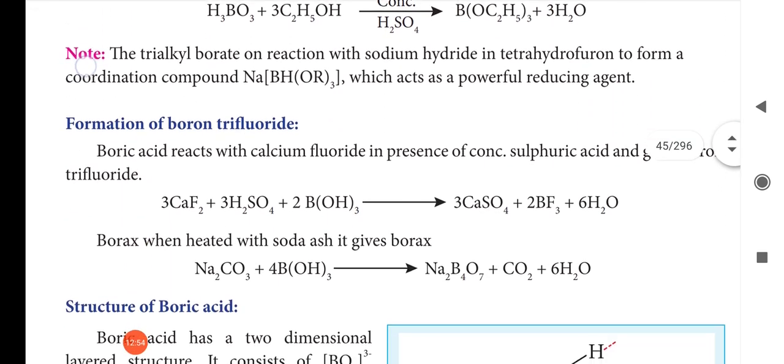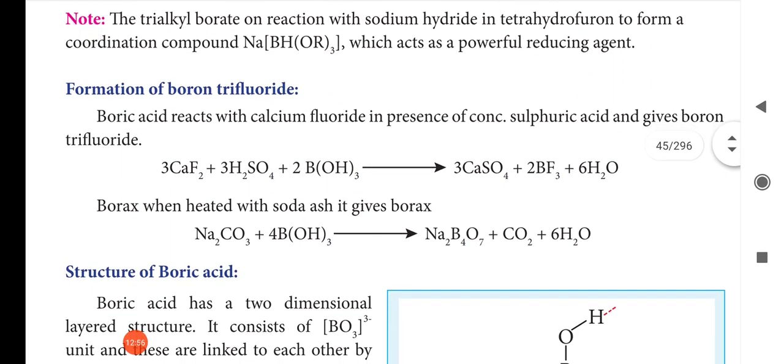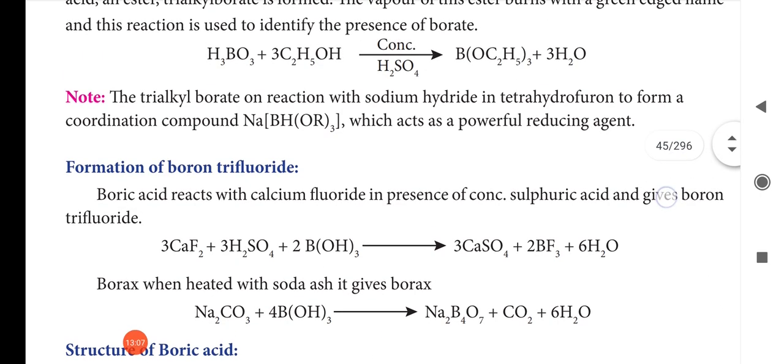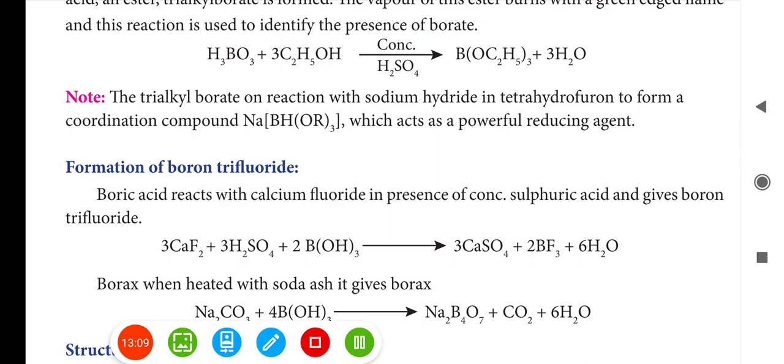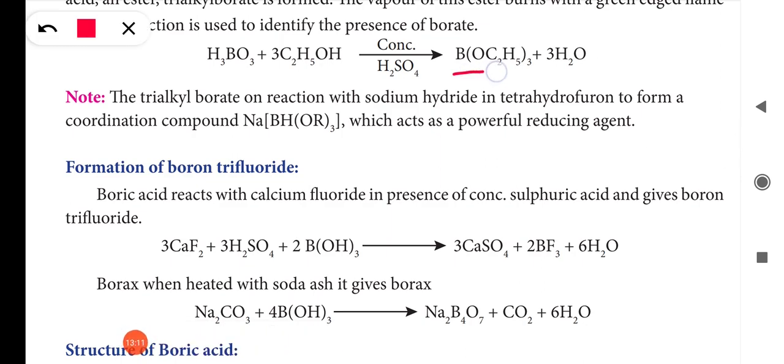See the note: trialkyl borate on reaction with sodium hydride in tetrahydrofuran forms a coordinate compound. When you heat trialkyl borate on reaction with sodium hydride.